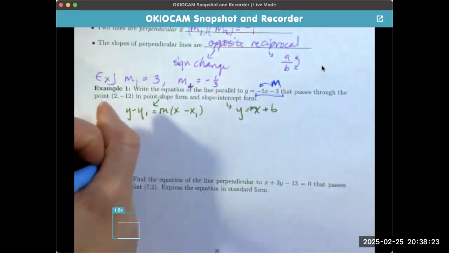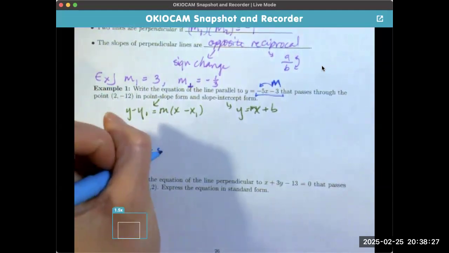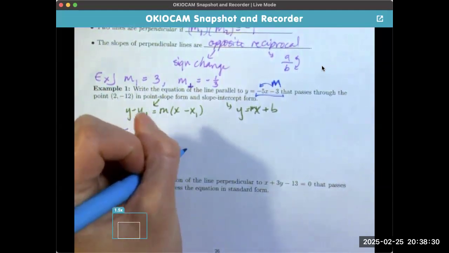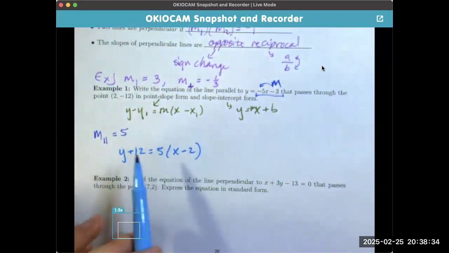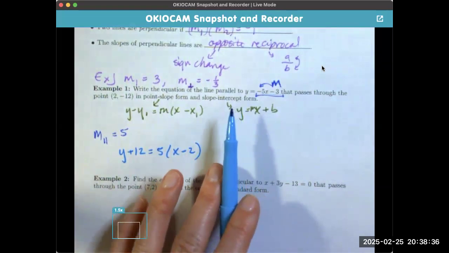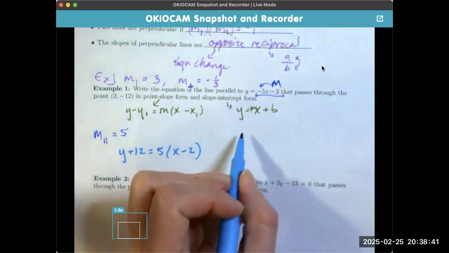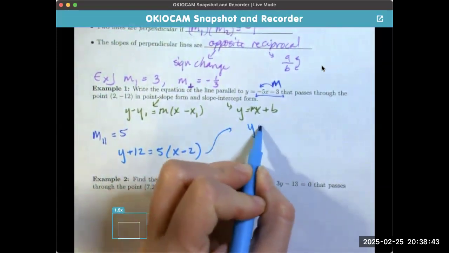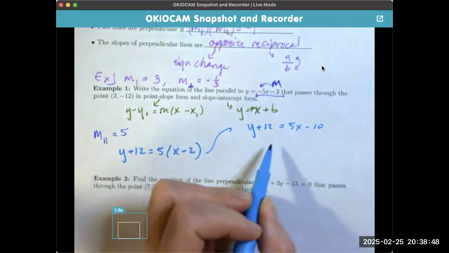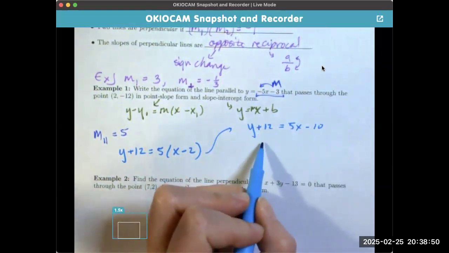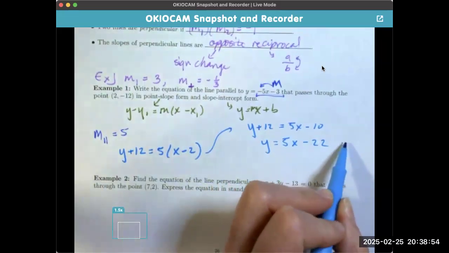So y plus 12, for the double negative, equals -5 times x minus 2. And there you go, that is the point slope form. You wouldn't go any further. If I want slope intercept form, now we solve for y. If I distribute, y plus 12 equals -5x plus 10. If I subtract the 12 over, y equals -5x minus 2.